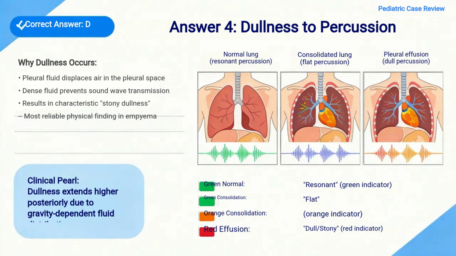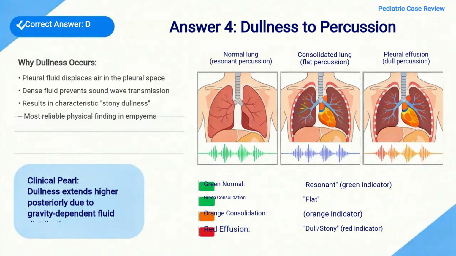Dullness to percussion is the most reliable physical finding in empyema and pleural effusion. It occurs because pleural fluid displaces air in the pleural space, and the dense fluid prevents sound wave transmission, resulting in the characteristic stony dullness note. Normal lung percussion produces a resonant note, consolidation produces a flat note, and pleural effusion produces a dull to stony dull note. A key clinical pearl: dullness extends higher posteriorly than anteriorly due to the gravity-dependent distribution of pleural fluid.